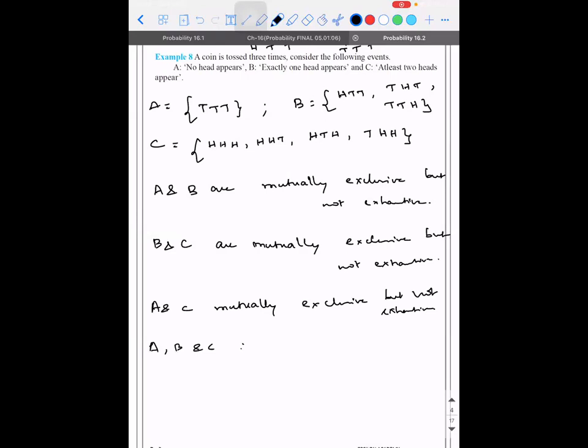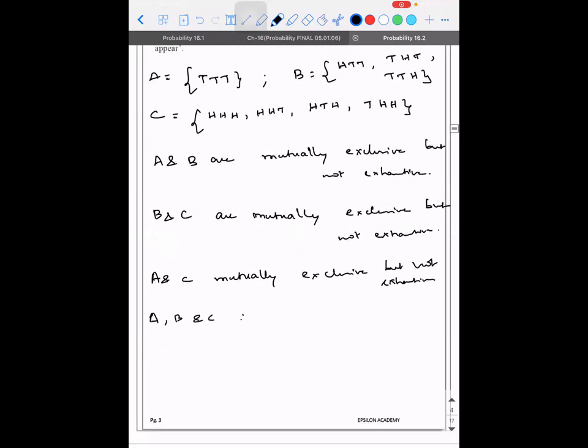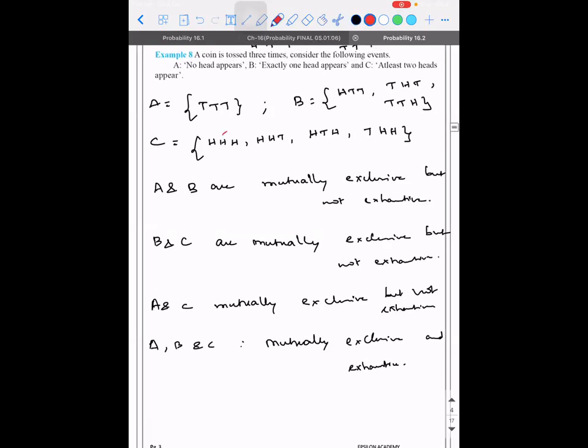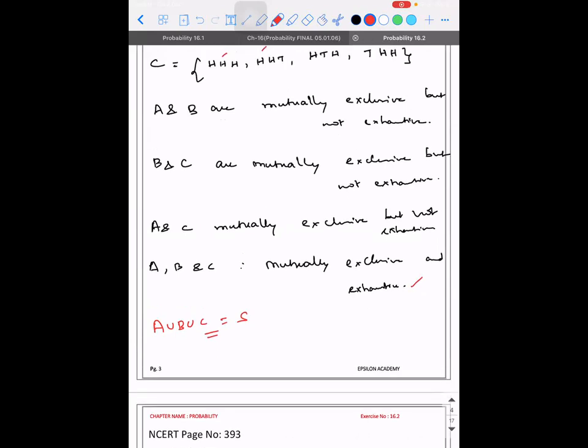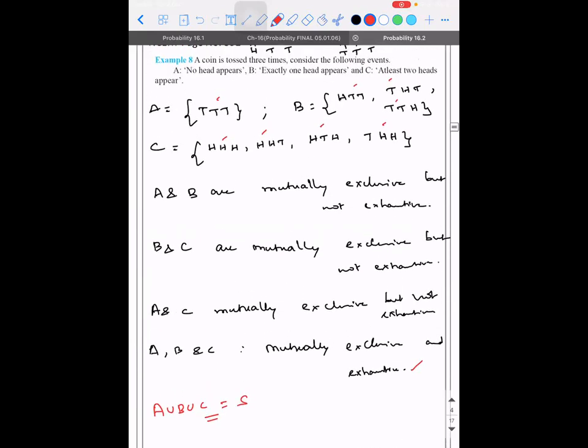In A, B, and C, do they have any intersection point? No, right? So they are mutually exclusive and exhaustive because when you add the number of elements, 1, 2, 3, 4, 5, 6, 7, 8, they give you the sample space. A union B union C is equal to the sample space. So they are exhaustive as well. Clear?